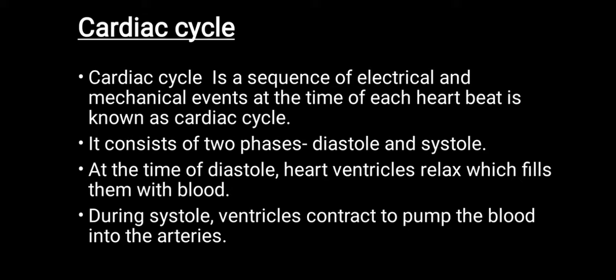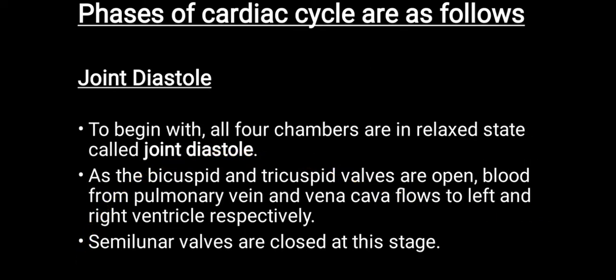When the diastole is taking place, the heart ventricles relax, which allows the ventricles to get filled with blood. And during systole, the ventricles contract to pump the blood into the arteries. There are different phases of the cardiac cycle. The first is joint diastole.